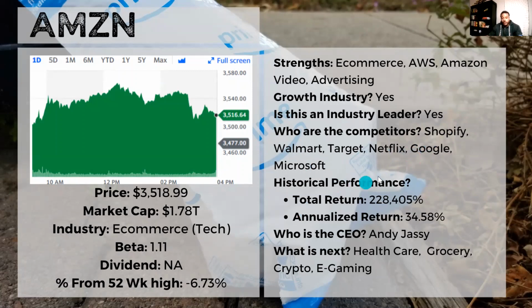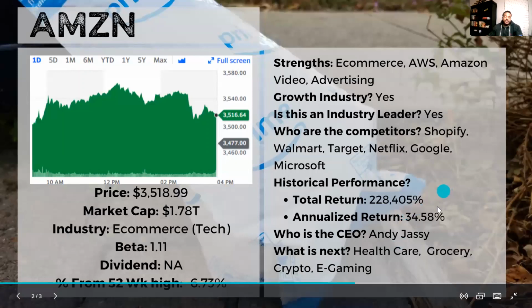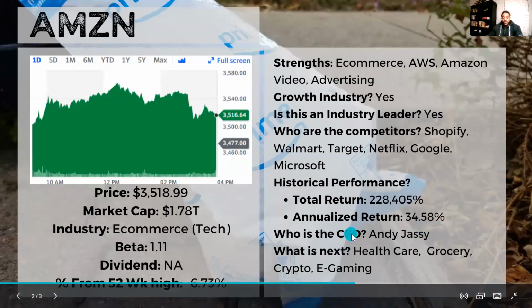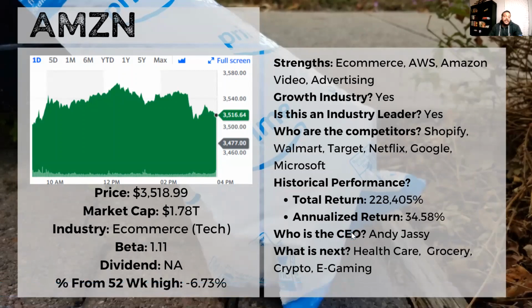What is the historical performance? Well, since its IPO in the 90s, Amazon has returned 228,000%. That equates to an annualized return of 34.58%. And then who is the CEO? It used to be Steve Jobs, but Amazon recently got a new CEO, Andy Jassy. So if you didn't know that, then you haven't been paying attention to what's been going on with Amazon. And if you own Amazon and you didn't know that, that's an even bigger problem, right? You want to know who is your CEO, who is going to grow your money for you.